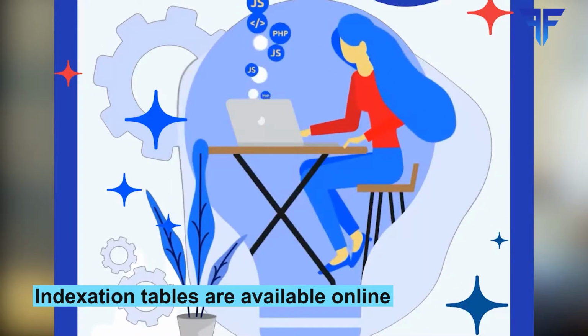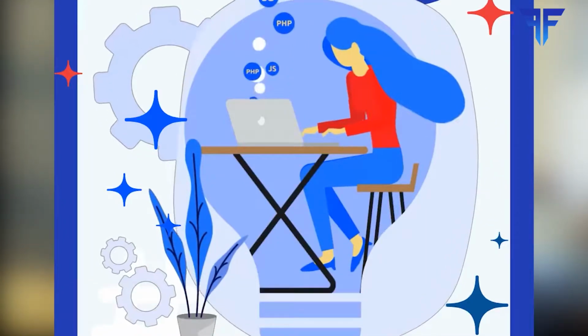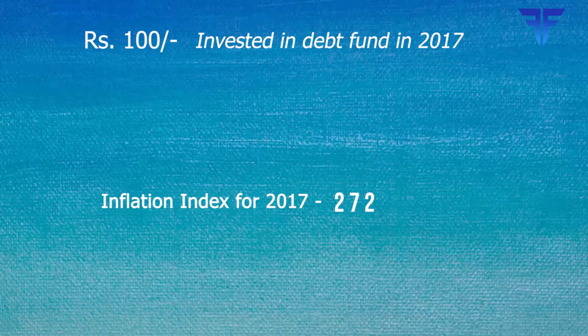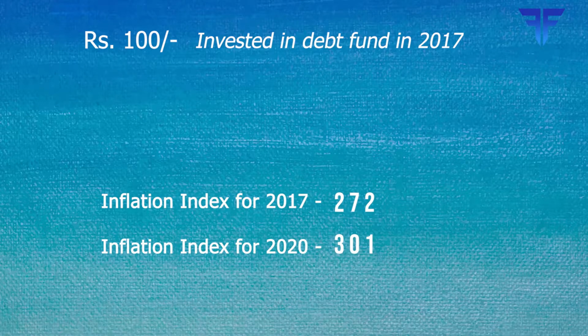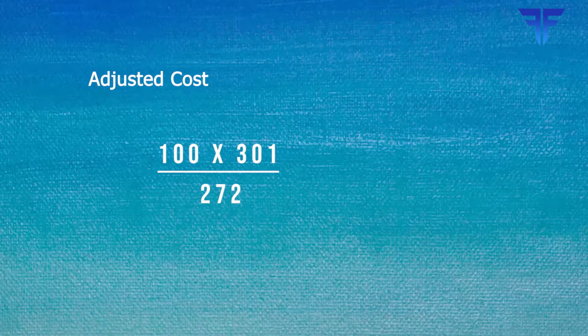Now, the inflation index table which the government publishes, for the year 2017, the table value is 272. For the year 2020, the table value is 301. So anything that is bought in 2017 will grow from 272 to 301 basis the inflation index. So that's how you will adjust your 100 rupees also, and basically the adjusted cost of that 100 rupees now becomes 110.